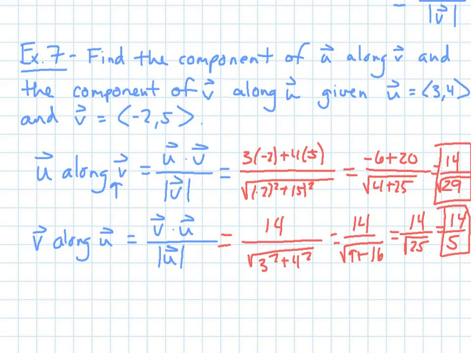Okay? So that's kind of how we find the component in either direction. It doesn't really matter which one you're doing. Just make sure that the one you're going along is the magnitude that you're using. Okay? That's kind of like that R component of our value there.